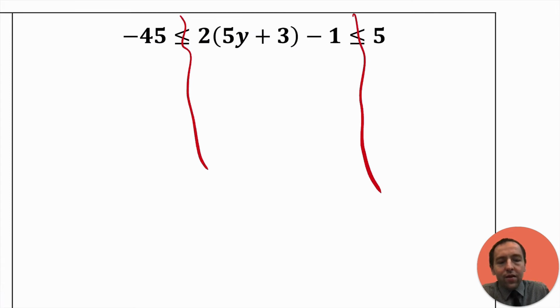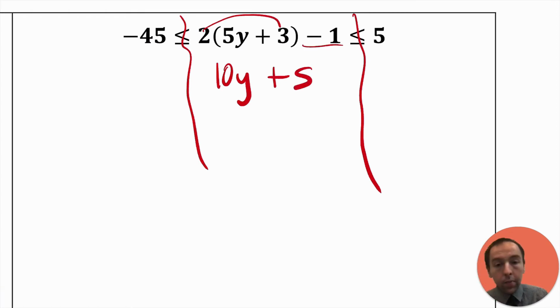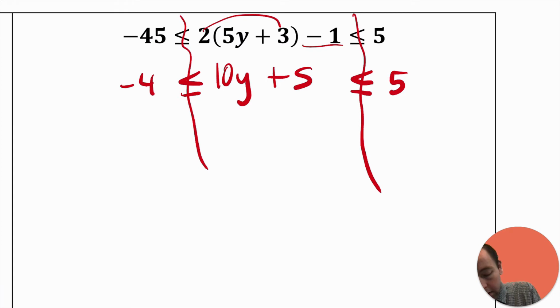So we're just trying to solve for y, right? I guess there's some cleanup we could do with what's going on right there. If you distribute, you get 10y, and then 2 times 3 is plus 6, but we're going to have to subtract 1. So you really have 10y plus 5 in the middle right there, and then it's still less than or equal to 5, and then you have the -45 that's less than or equal to that. And then you just do the same thing to all of the sides to get the y alone.